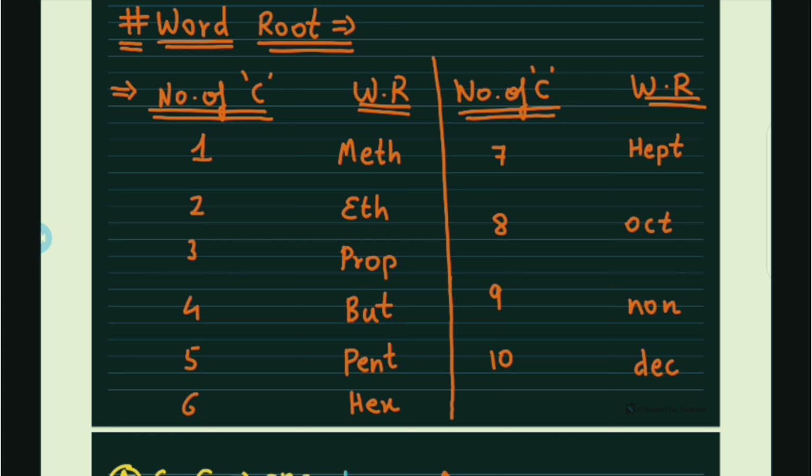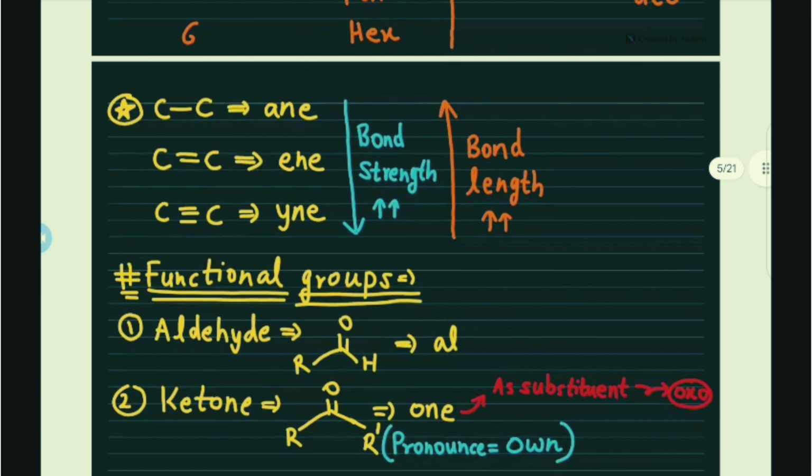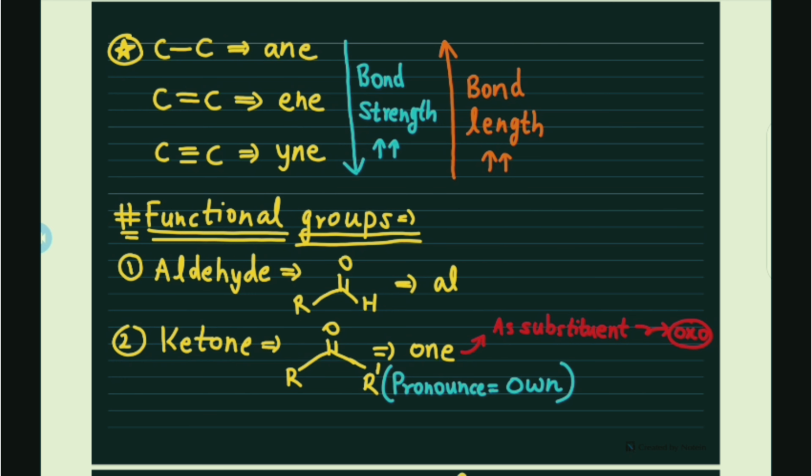In the JEE syllabus, or in any engineering syllabus, you are only asked the word roots till 10. So make sure that you learn them all. Okay. Now it's all basics. Everyone knows carbon single bond carbon. If we have carbon single bond carbon, the suffix that we add to the word root of the parent carbon chain is ane. If it's a double bond, then we add ene. If it's a triple bond, then we add yne.